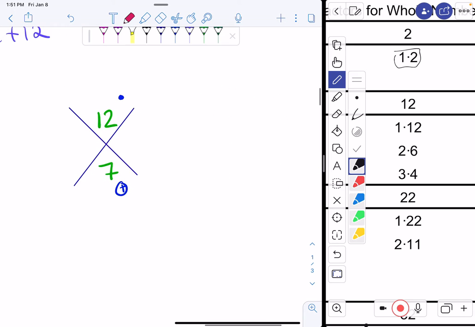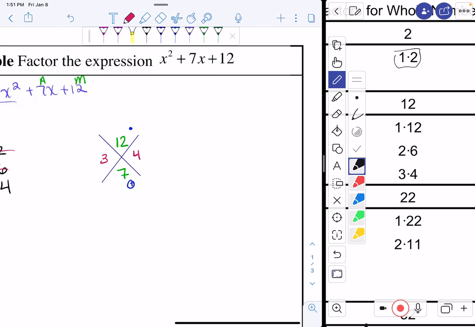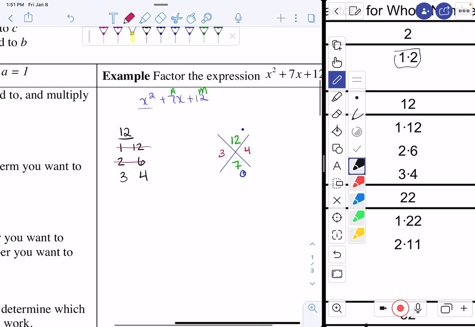Now I'm really hoping this 3 and 4 work. So I put in my 3 and my 4. 3 times 4 is 12. I like it so far, but let's hope it doesn't fail this time. Now I do 3 plus 4, and 3 plus 4 is 7. So I know that this is the factor pair that makes this expression work.